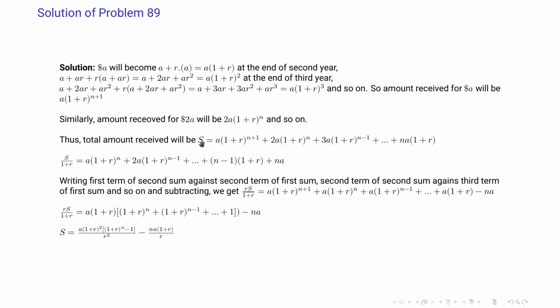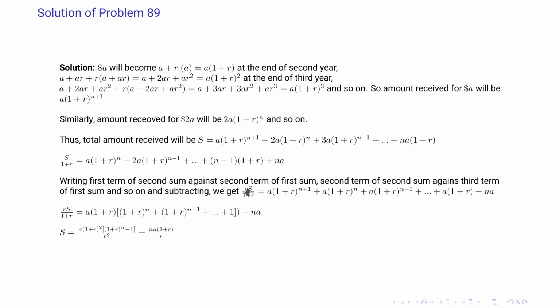Now we divide this S by (1 plus r), and we obtain the series a into (1 plus r) to the power n plus 2a into (1 plus r) to the power n minus 1, and so on up to (n minus 1) a into (1 plus r) plus na. For na, this (1 plus r) will get cancelled. Now we write the first term of this second series below the second term, and this second term below the third term, and then we subtract.